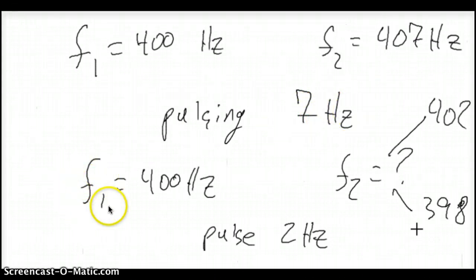And for frequency 1 here, equal to 400 Hz, you have a pulse at 2 Hz, and then we have to figure out the frequency of F2, but you really don't know which one will be higher or lower. So you can go two ways: you can have 400 plus 2 or 400 minus 2, and that will give you the answer.